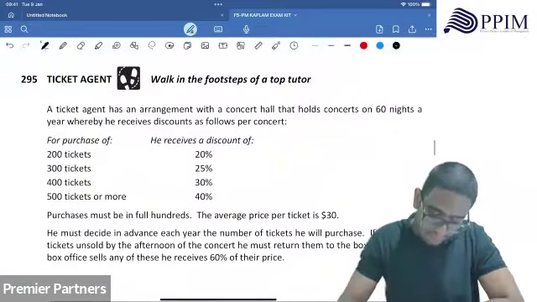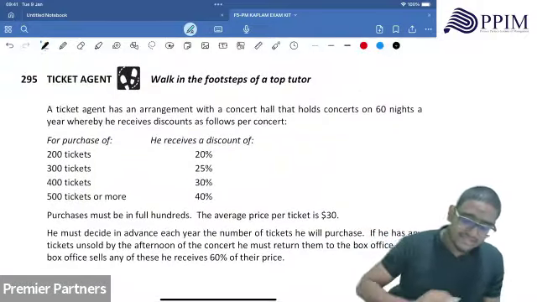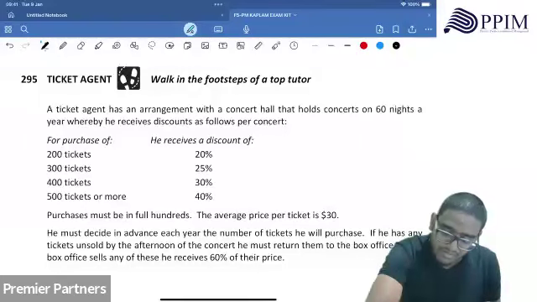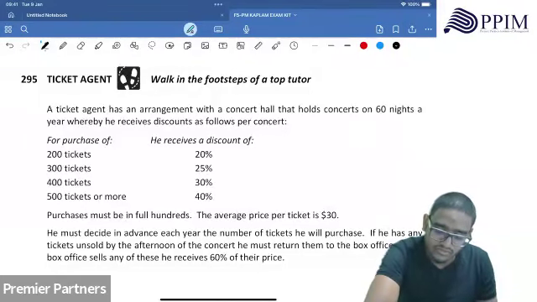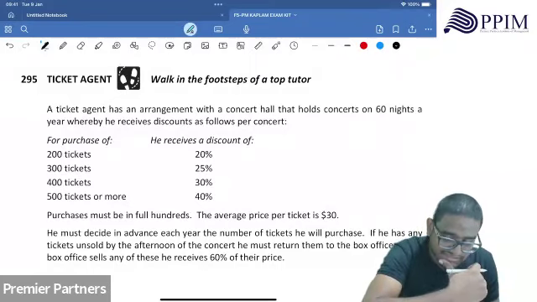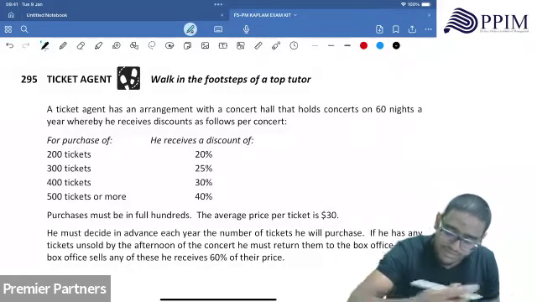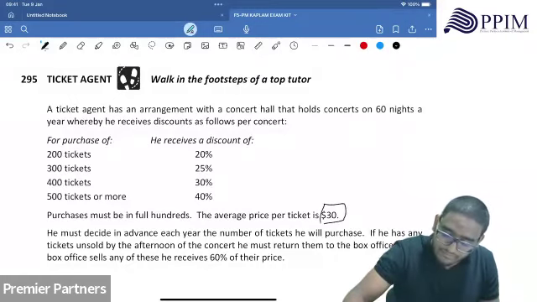Okay, so it says a ticket agent has an agreement with a concert hall that holds concerts on 60 nights a year, whereby he receives discounts as follows per concert. If you purchase 200 tickets, you get a discount of 20%. 300 tickets, 25%. 400 tickets, 30%. 500 tickets or more, 40%. Purchases must be in full hundreds. The average price per ticket is 30.